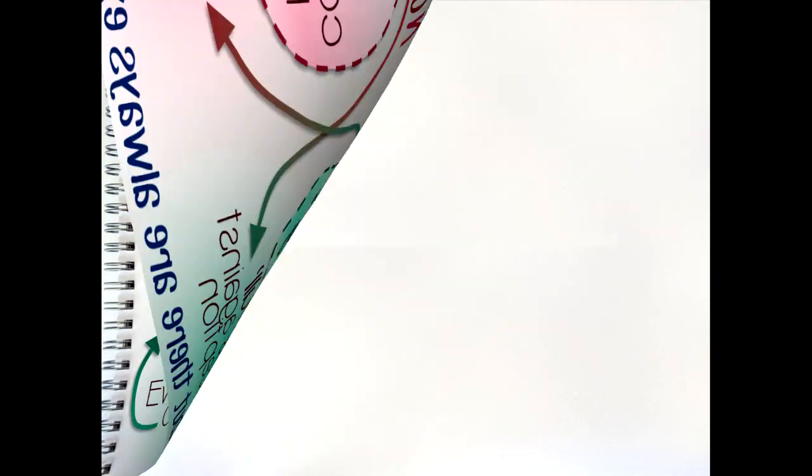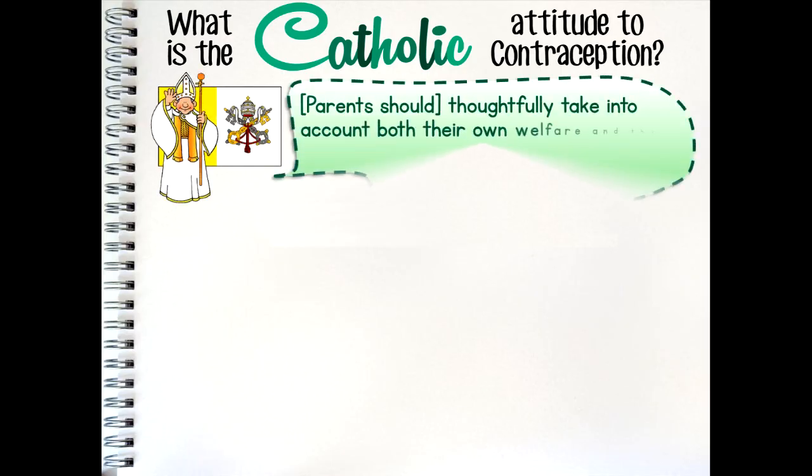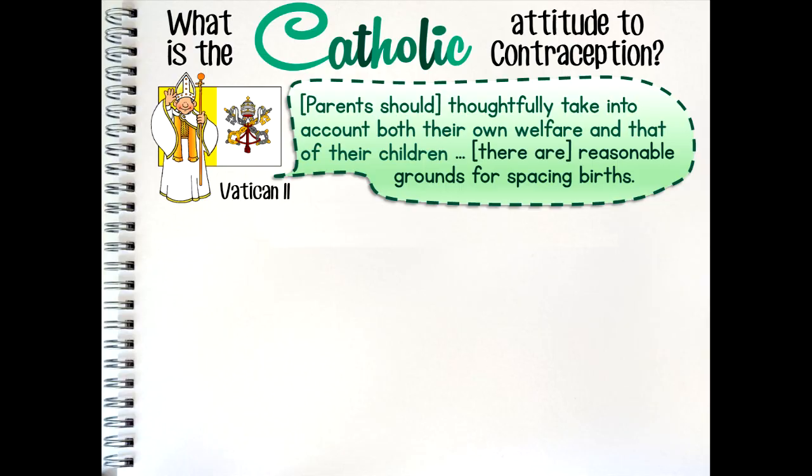What is the Catholic attitude to contraception? Firstly, the Catholic Church taught in the Second Vatican Council that Catholic parents should thoughtfully take into account both their own welfare and that of their children when planning family size, and that there are reasonable grounds for spacing births. In other words, Catholics are not just expected to have as many children as physically possible.